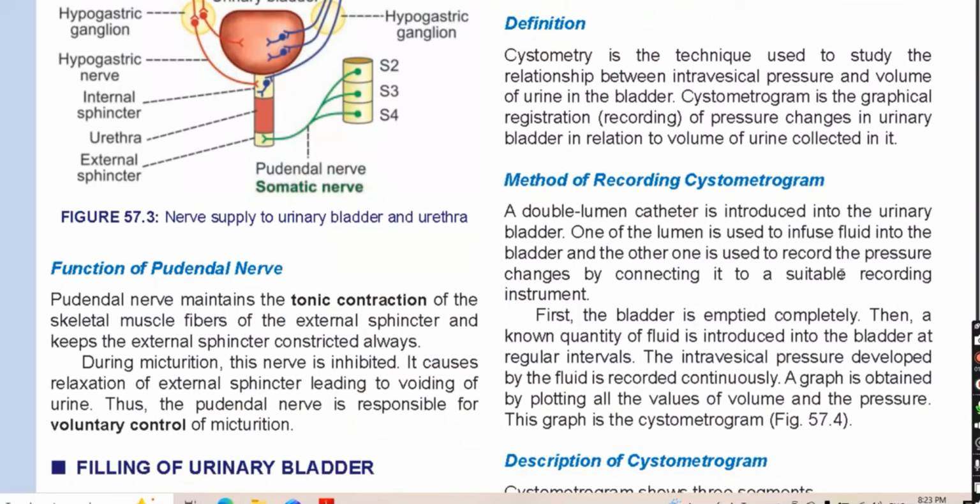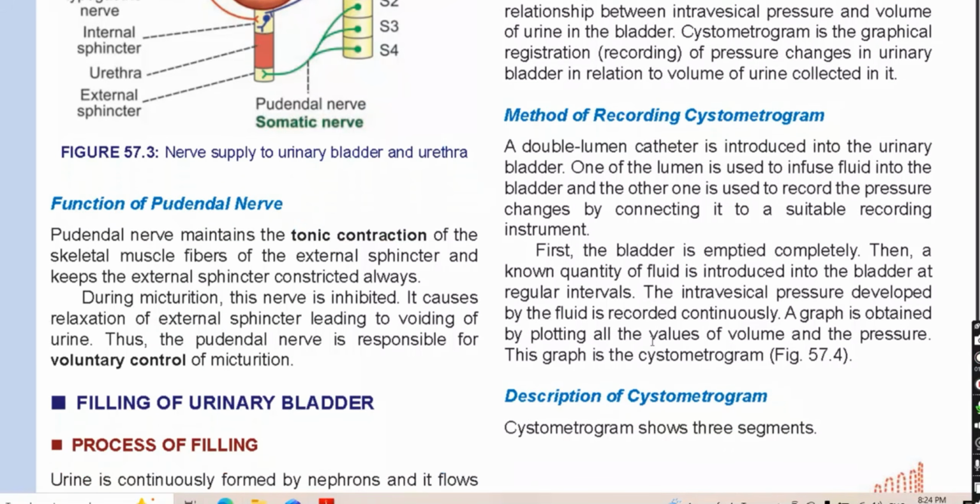A double lumen catheter is introduced into the urinary bladder. One lumen is used to infuse fluid into the bladder, and the other is used to record the pressure changes by connecting a suitable recording instrument. First, the bladder is emptied completely, and then a known quantity of fluid is introduced at regular intervals, and the intravesical pressure developed is recorded continuously. The graph is obtained by plotting the values of volume against pressure, and this graph is called the cystometrogram (CMG).